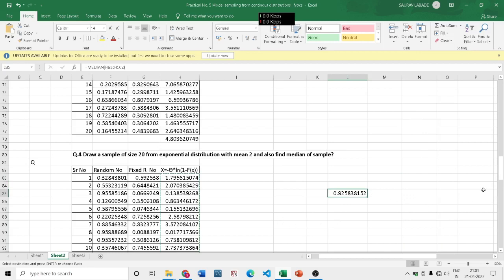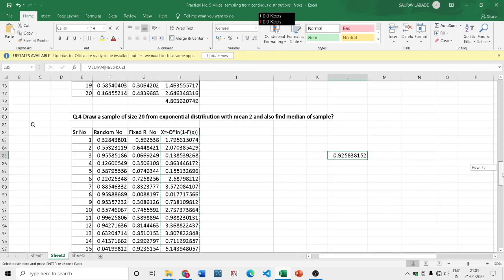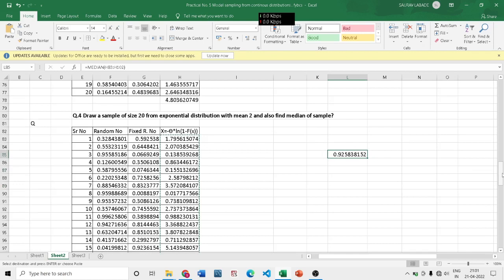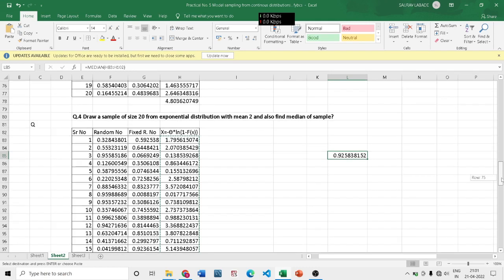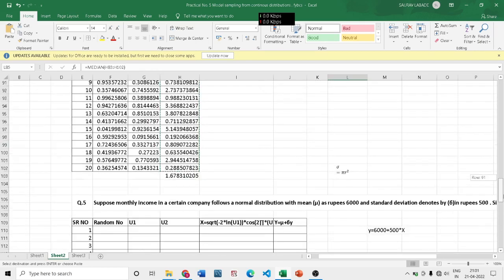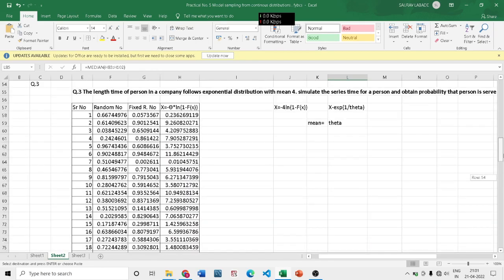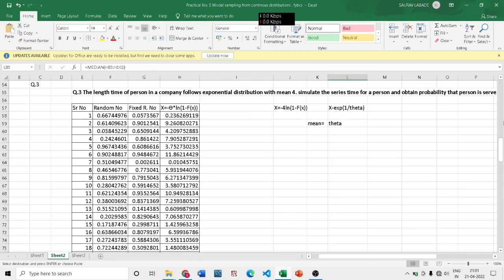For generating these random numbers, we are using one simple formula, that is equals to median of. Just select all the values and you will get the median of all the particular samples. So this is how you get the median of the random samples. Here we have covered the random samples of the uniform and the exponential distribution.